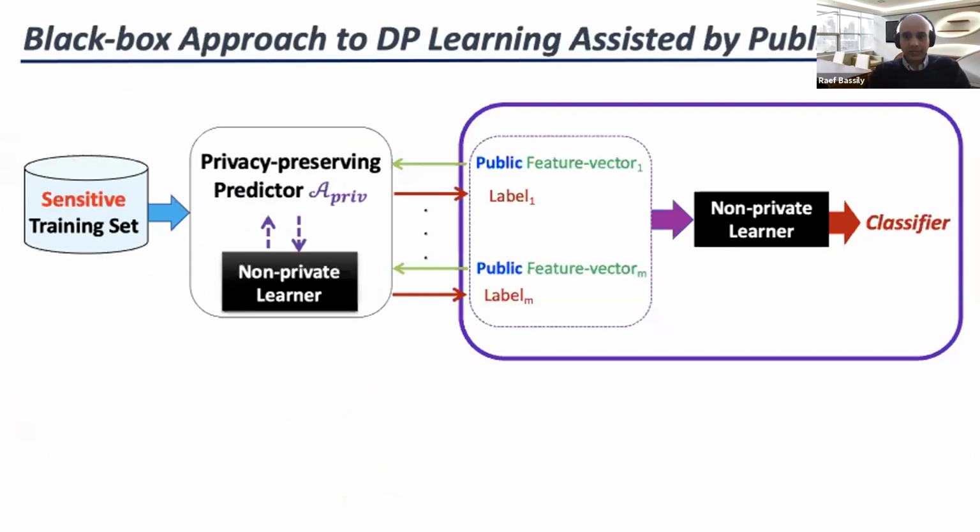Once we generated accurate labels for the public data set, we can move on to the next stage, as I mentioned earlier, where we use this new data set as a training set for any generic non-private learner that will ultimately produce a classifier. And we argue formally in this work that the accuracy of the output classifier is comparable to that of the non-private learner.